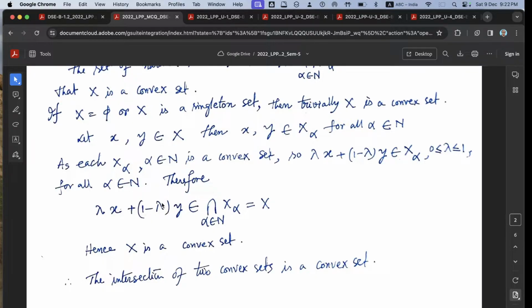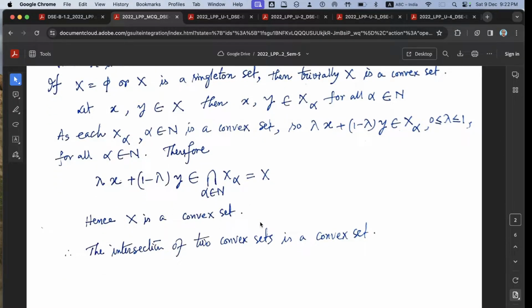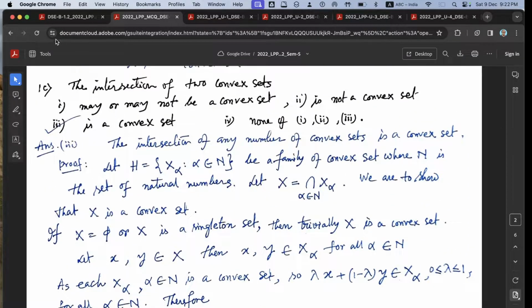Therefore, lambda x plus (1 minus lambda) y belongs to the intersection of X alpha, alpha belonging to N, that is equal to X. Hence, X is a convex set. Therefore, the intersection of two convex sets is a convex set. Hence, the correct option is 3.